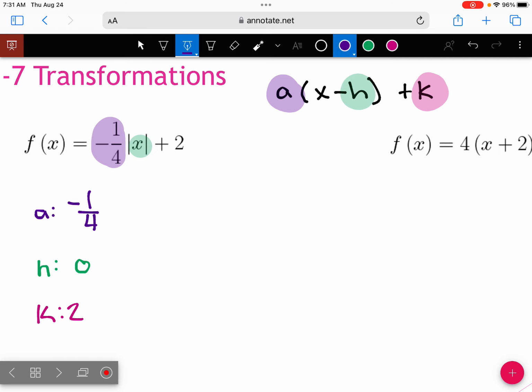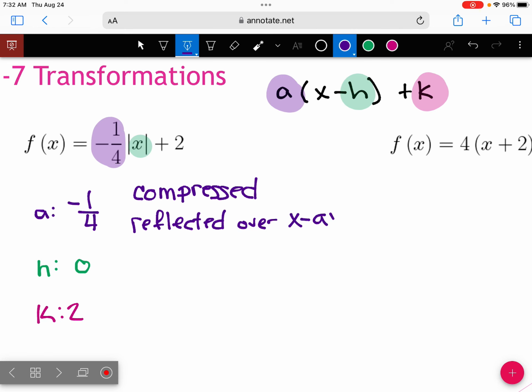So for our transformations, A is going to have a couple on this one. Because it's that fraction, it's between 0 and 1, it's little, it's going to be compressed. And because of this negative sign, it's also going to be flipped. It's going to be upside down. The way we put that mathily is it is reflected over the x-axis. That just means it's upside down.